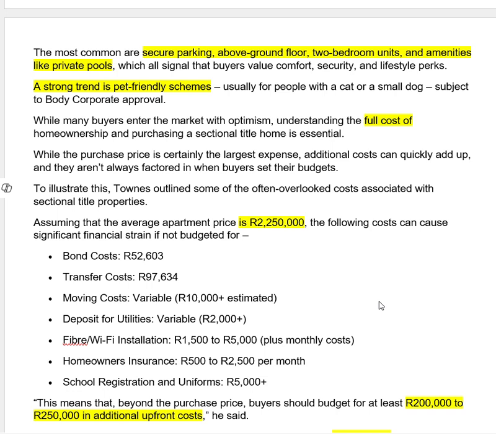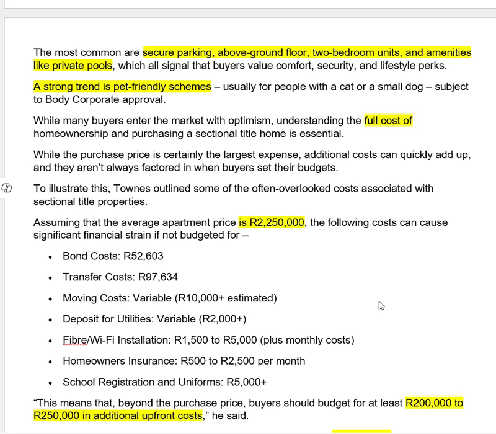And then there will be homeowner insurance. If you are buying a freehold house, that means you're going to be paying insurance around 500 to 2,500, depending on the quote that you receive from the insurer. In most cases, if you are buying a sectional title, you're not going to be paying the insurance because it's normally included in the levies.